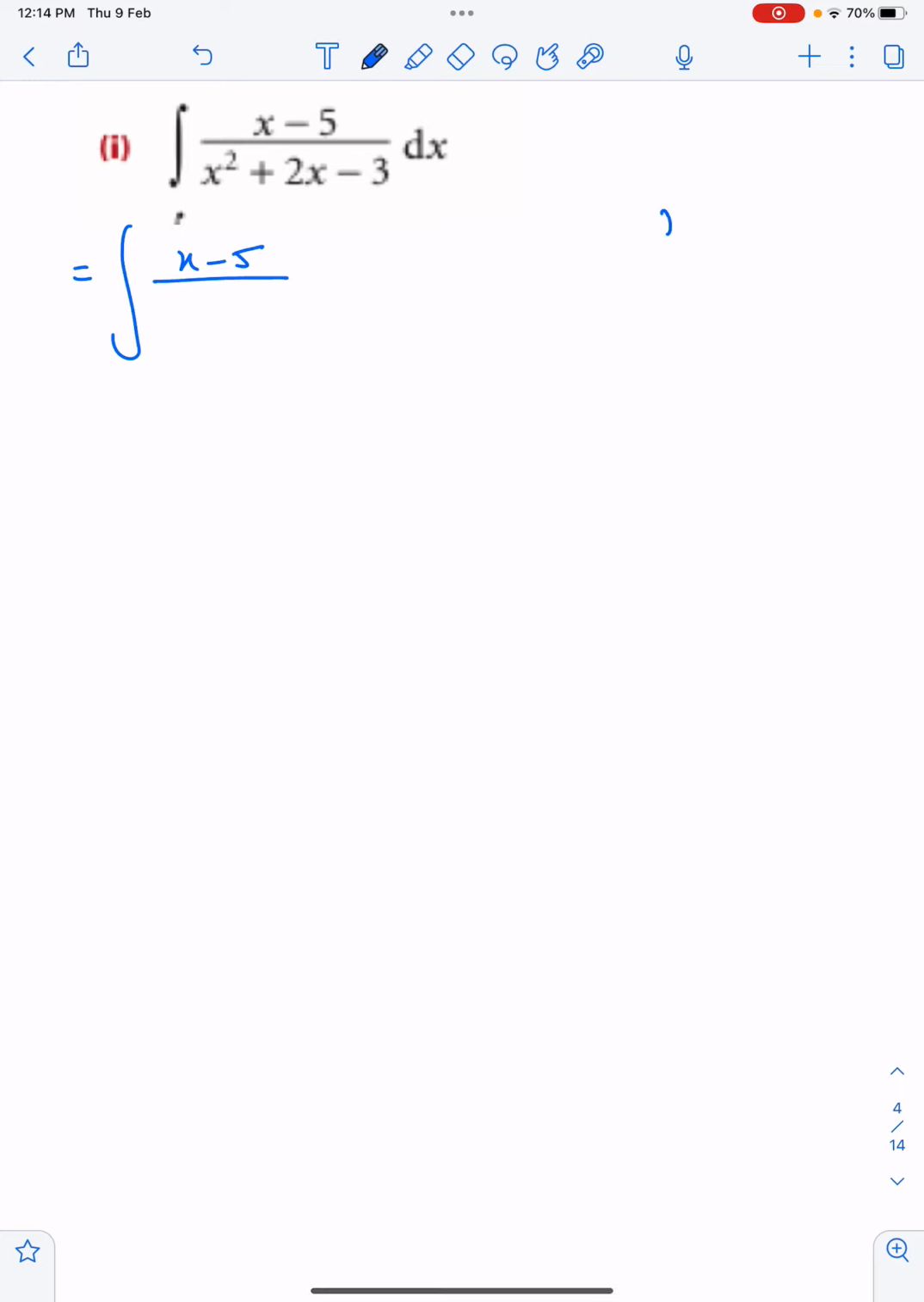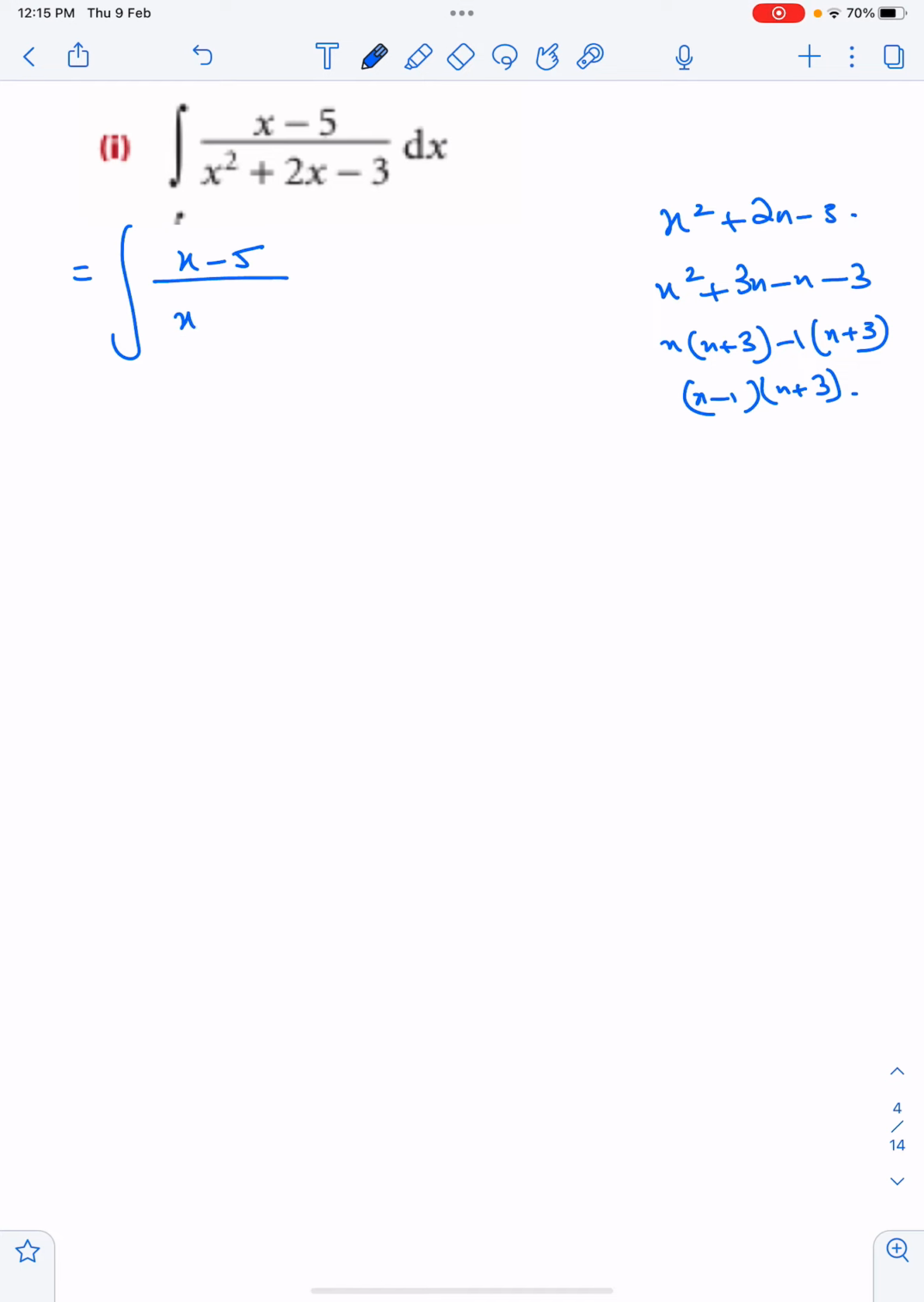If I factorize x square plus 2x minus 3, I will get x square plus 3x minus x minus 3. x is common, x plus 3, minus 1 is common, x plus 3. One bracket is x minus 1, the other bracket is x plus 3. So I can write down the two brackets here. I'm not writing down integration here, I'm just going through the simplification process.